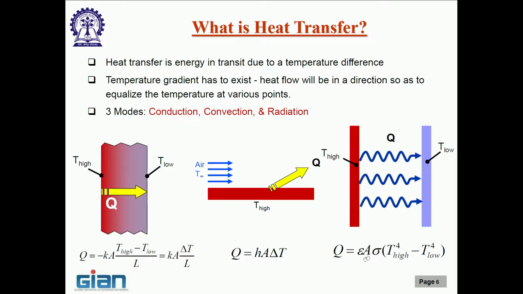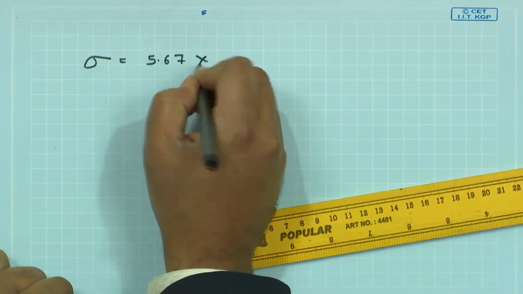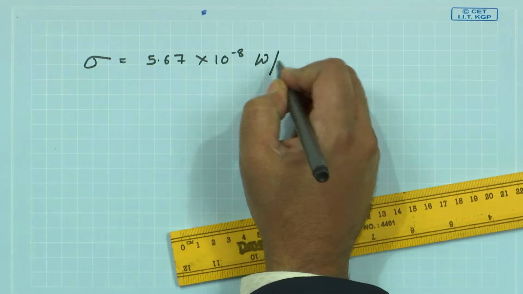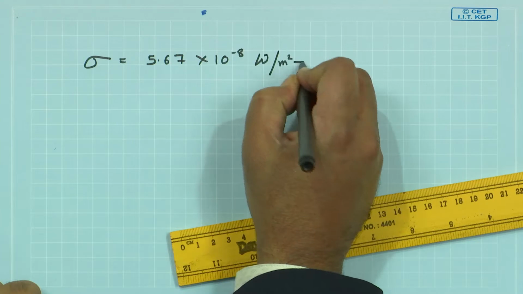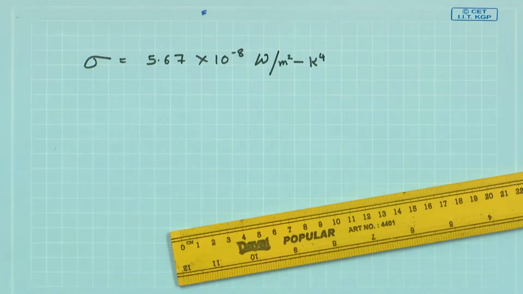Epsilon is known as the emissivity of the surface from where heat is getting emitted. A is again the cross sectional area, sigma is known as the Stefan Boltzmann constant, and it is a value equal to 5.67 times 10 to the power minus 8, and the units are watt per meter squared per Kelvin to the power 4, right.